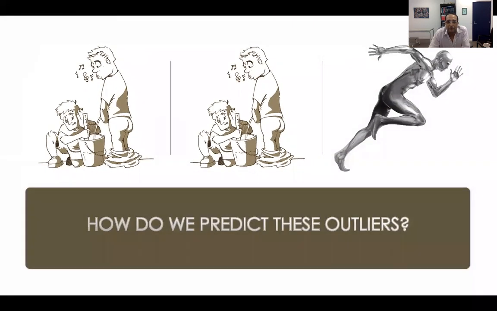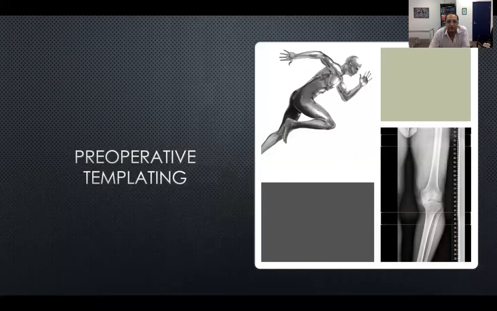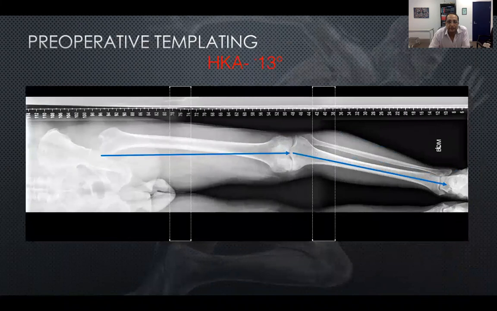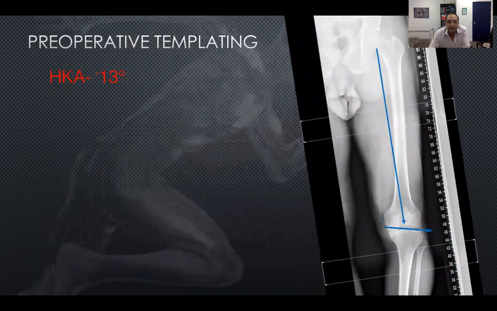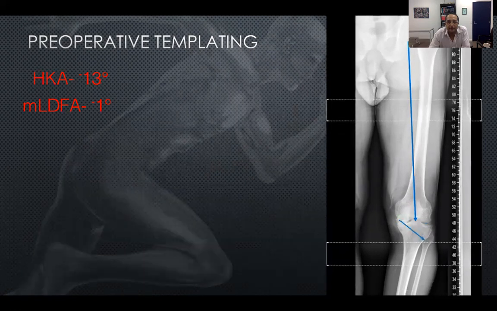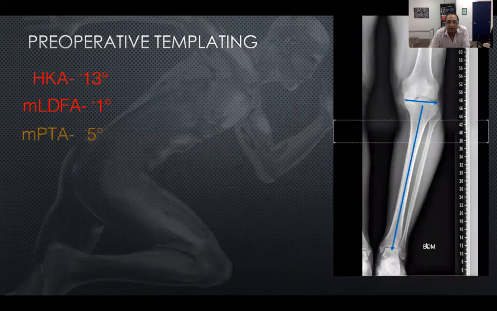So the question is, how do we predict these outliers? It's not that difficult. You do preoperative templating. Let's take this patient, for example. You've got an HKA of minus 13, minus being varus. If you look at the mechanical lateral distal femoral angle, this patient in fact has a varus distal femoral angle of -1. If you look at the medial proximal tibial angle, it's a -5 degree angle.